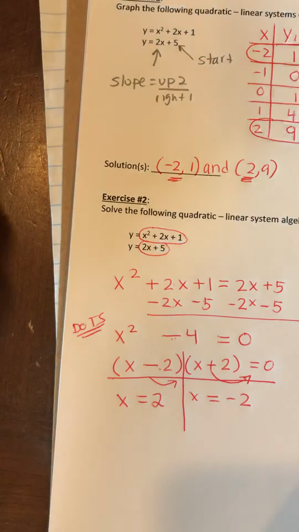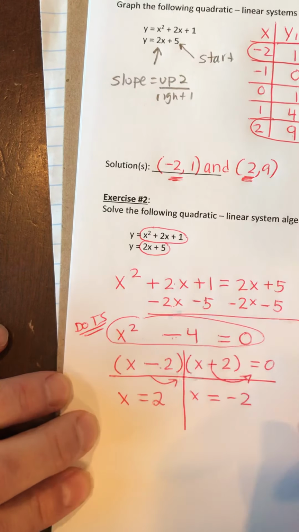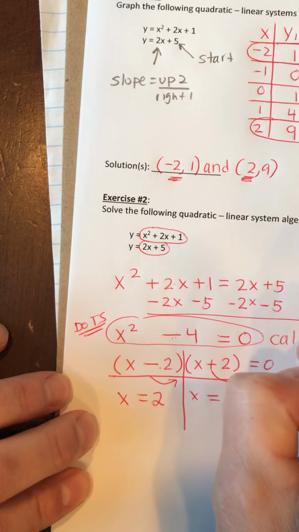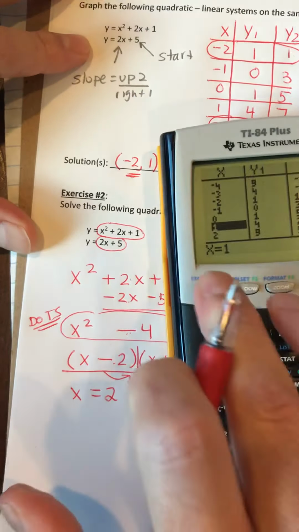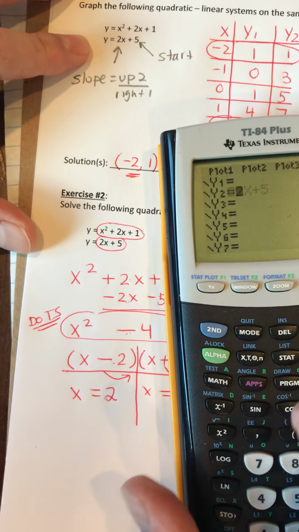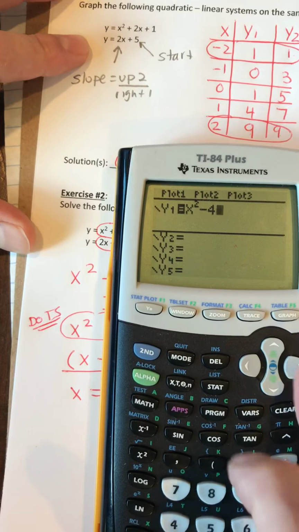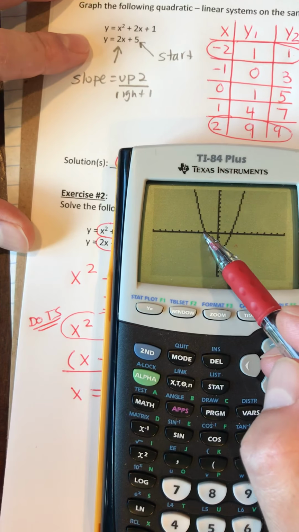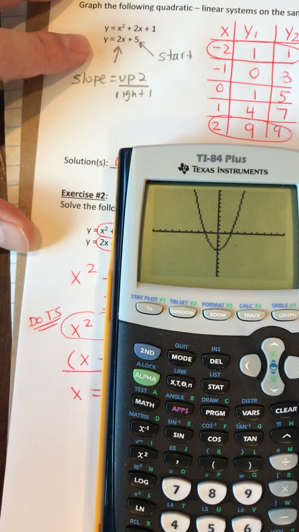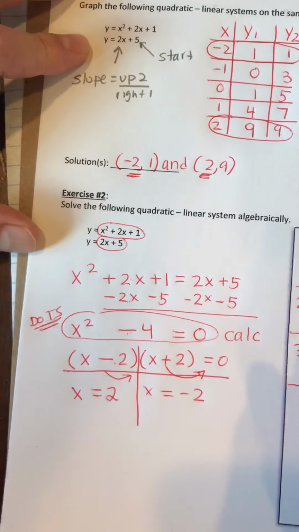Now, if you're not comfortable factoring, what you could do is plug this in the calculator. Before you plug it in the calculator, though, it's got to equal 0. So I could type in, I'm going to clear out this other stuff, x squared minus 4, and graph it. My zeros are where it crosses the x-axis. It crosses at negative 2 and positive 2. All right, we're almost there.